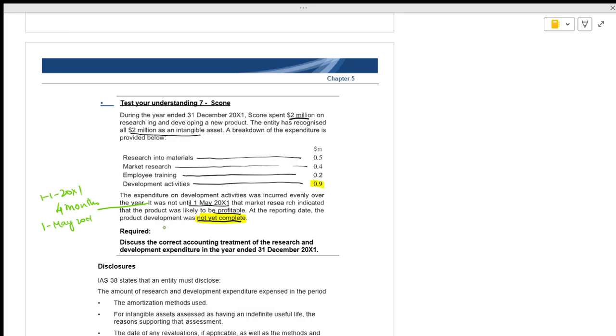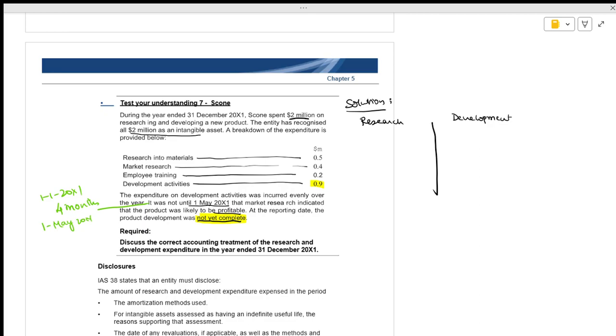Now, make it a point, it is still not completed. I am writing the solution here, and explaining on this side. It says it is not complete, so what do we have to take? What is to be categorized as research, and what is to be categorized as development?